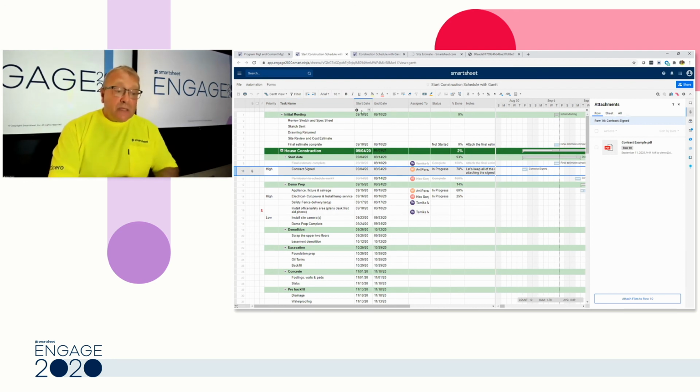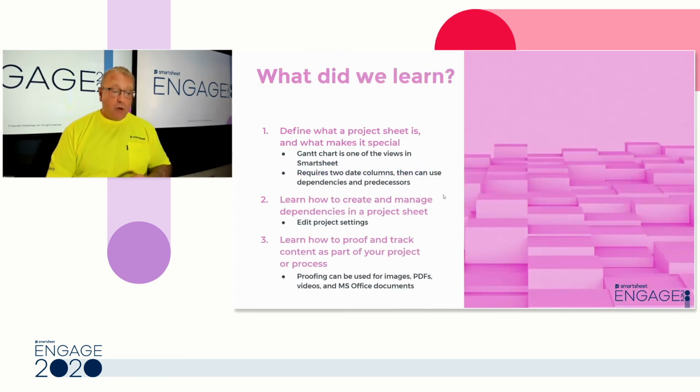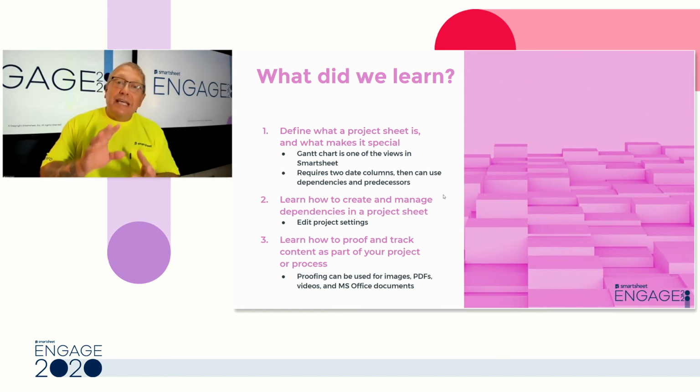So let's bring that all together again. Okay, I'm going to close this. And here we go. What did we learn? We did this really fast, but what did we learn? We learned that the Gantt chart requires 2 dates, and it's the view that enables project planning. When we turn that on, we can use the edit project settings to enable dependencies, to put in duration, and also to talk about allocation with the resource management.